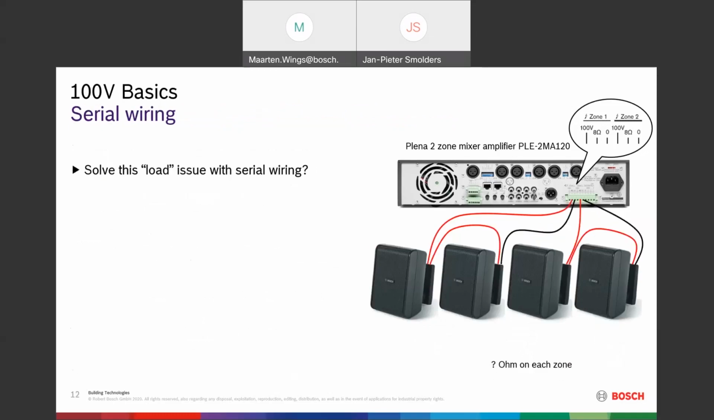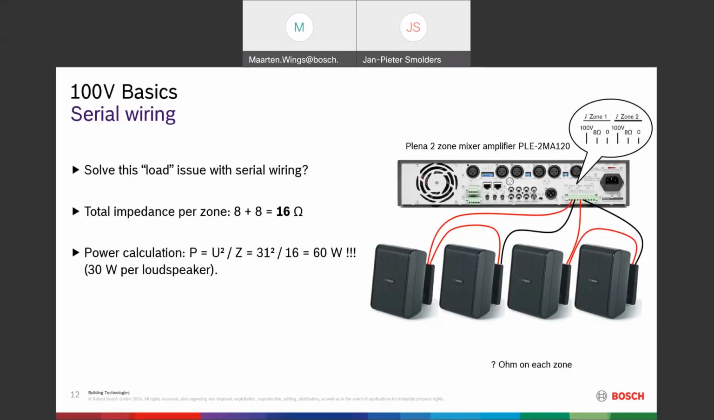Now, can we solve this overload with serial wiring? If you have 2 loudspeakers in series, you can add the total impedance up. So now the impedance per amplifier channel is 8 plus 8 is 16 ohm. It is possible, but what happens now is that you will lose the actual power that the amplifier can deliver, because the impedance is too high. There's too much resistance connected to this amplifier.